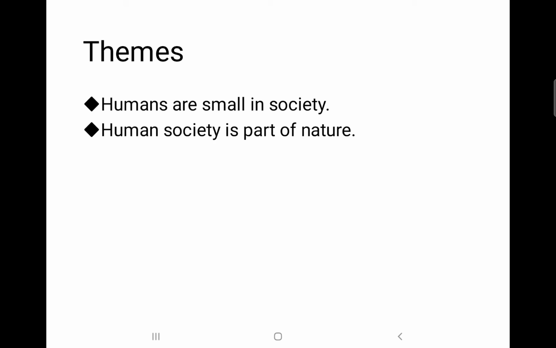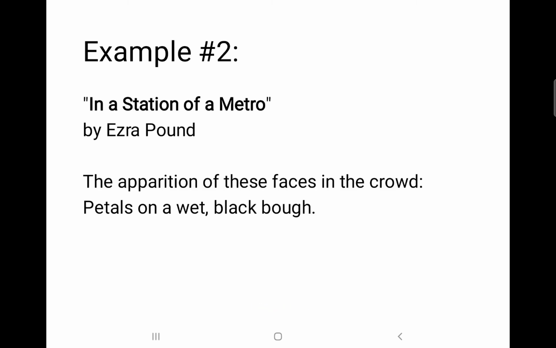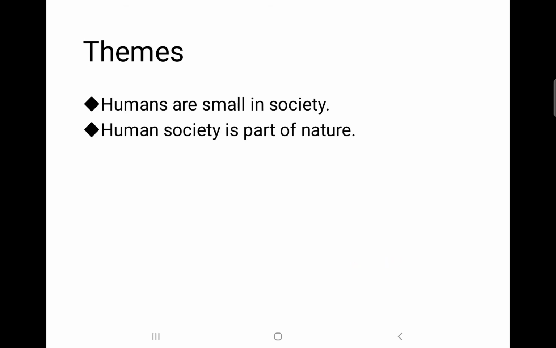It asserts that even though human society may become metropolitan, mechanized, systematized, it remains a part of nature. And why did we read that and how did we arrive at that interpretation? When we look at the second line, petals on a wet black bough, there is a mention of petal. It evokes a feeling of being part of nature. So two specific themes that we can get from this very short poem are these ones.